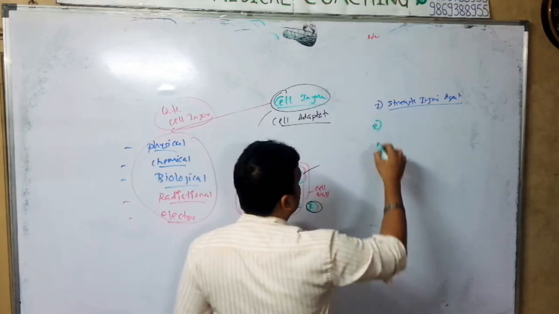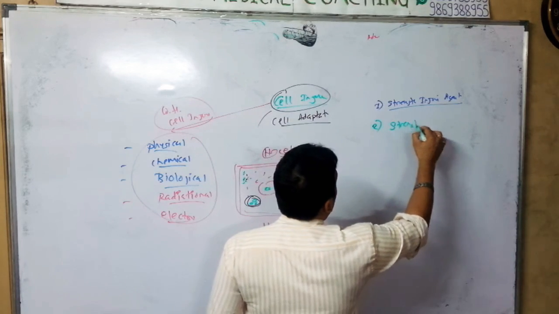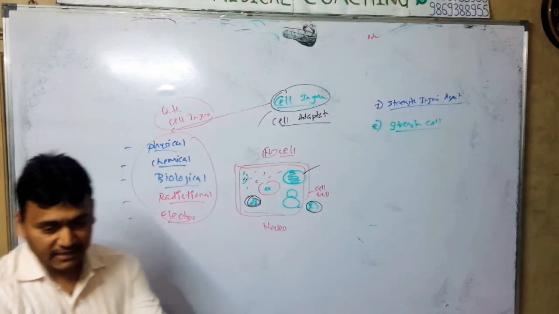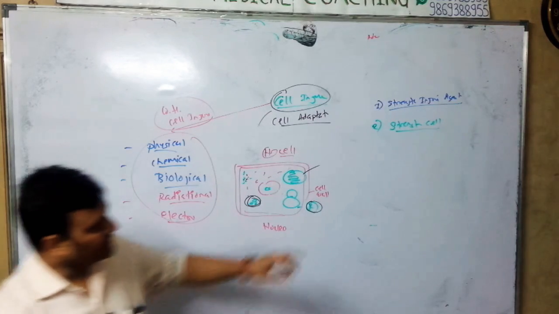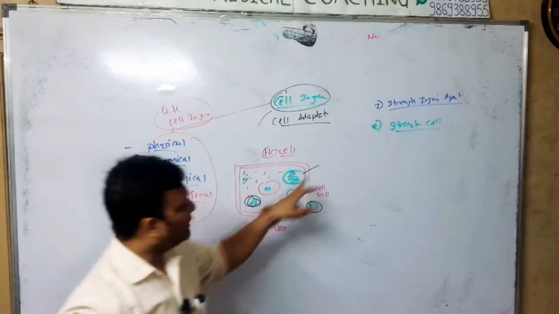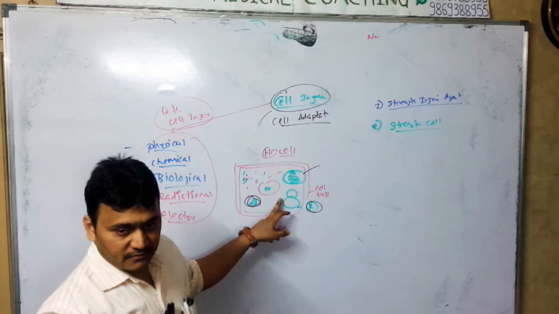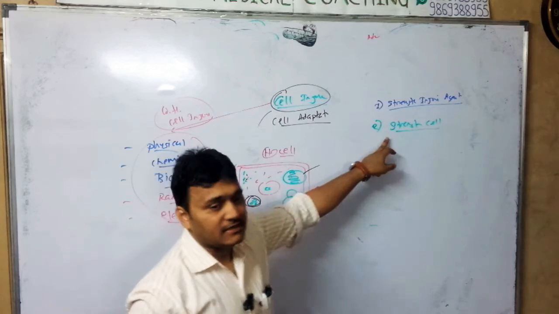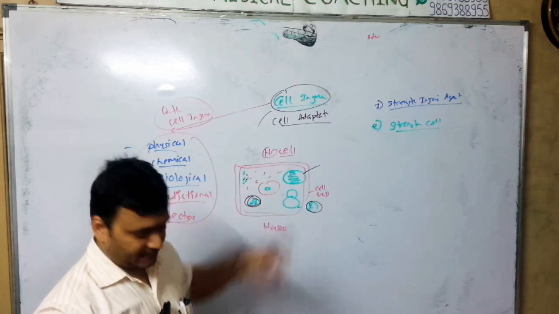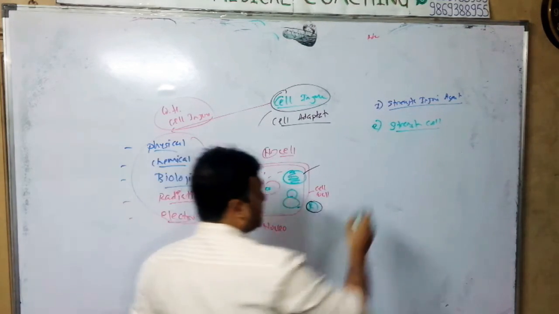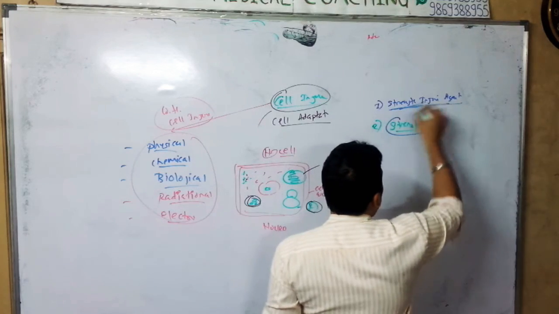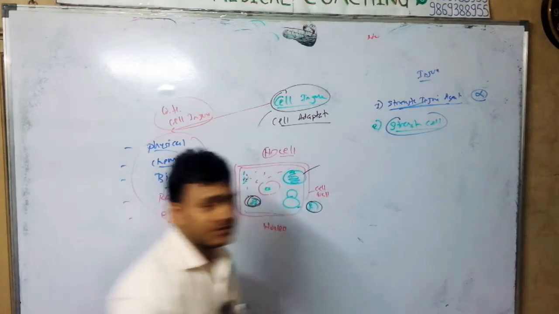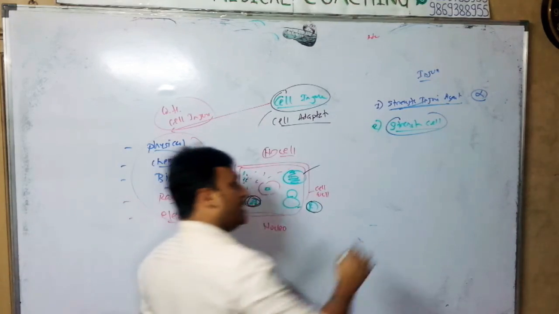Second, the strength of the cell itself. How good the cell is, how healthy the cell is. If the cell is more healthy, chances of cell damage are less. Okay. Strength of the cell. Now, the amount of injury produced will be directly proportional to the strength of the injurious agent, and it will be inversely proportional to the strength of the cell.